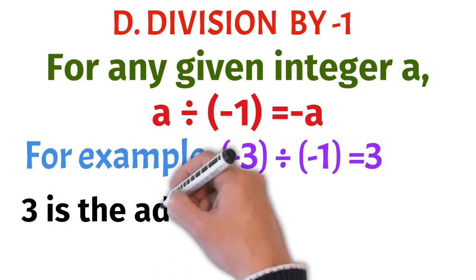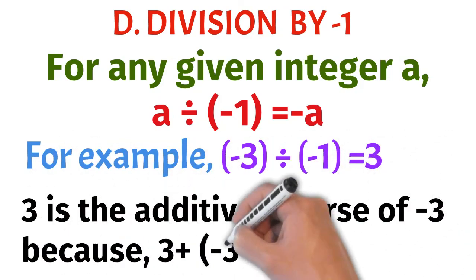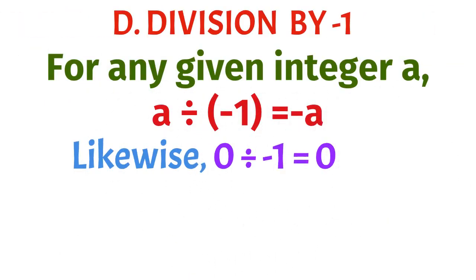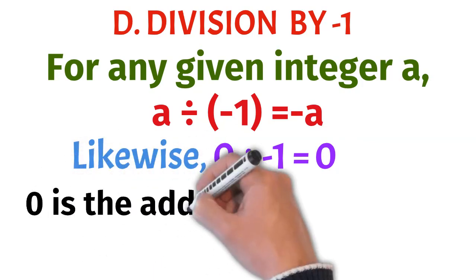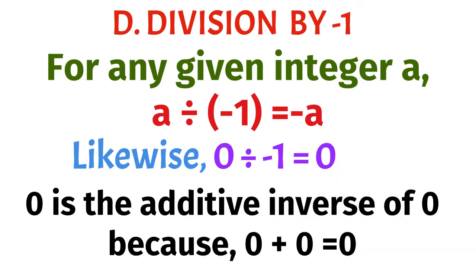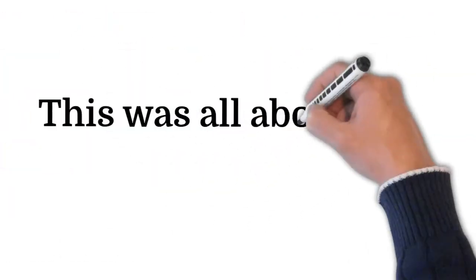And 3 is the additive inverse of -3 because 3 plus -3 equals 0. Likewise, 0 divided by -1 equals 0. And 0 is the additive inverse of 0 because 0 plus 0 equals 0. This was all about this chapter.